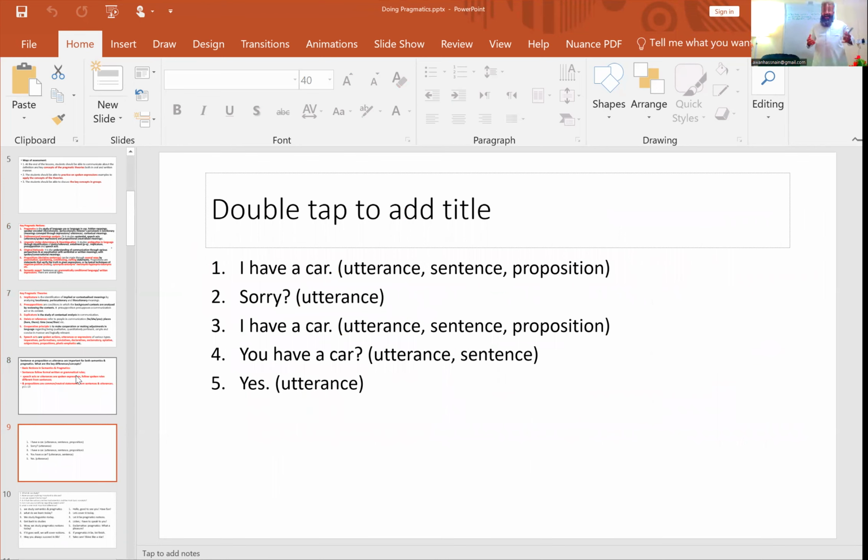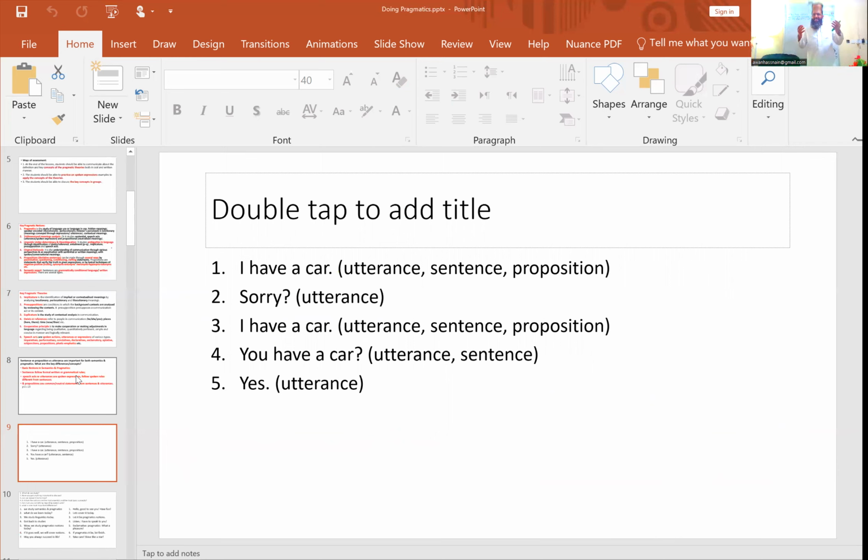So let's say we have this example taken from the web. I'm sorry, I'm unable to share the site at this moment, but I'll share it later. So in order to understand the difference, we have a four or five line dialogue. One person says, I have a car. So it can be an utterance, it can be a sentence, and it's a proposition.